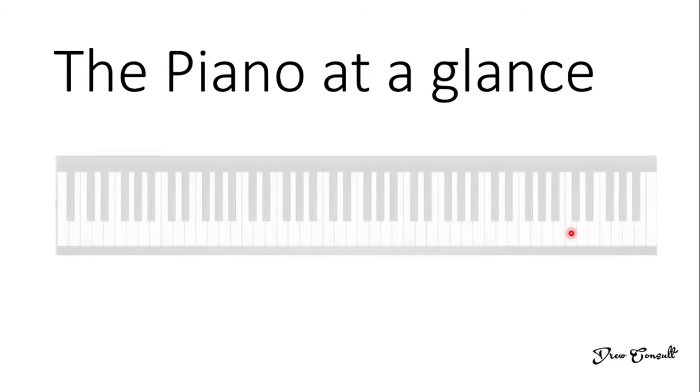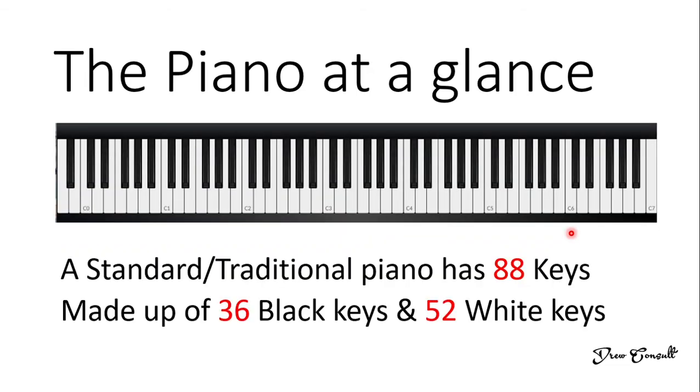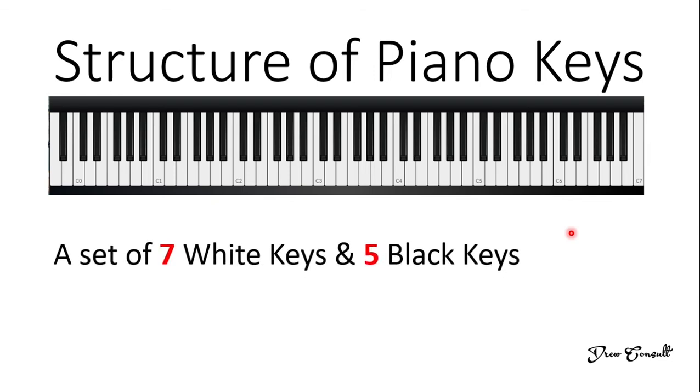Great. So this is the piano at a glance. A standard traditional piano has 88 keys, and they are made up of 36 black keys and 52 white keys. The piano has 7 white keys and 5 black keys grouped, and you can see these groupings. So 7 white keys and 5 black keys have been grouped all together on the piano in a nice fashion.